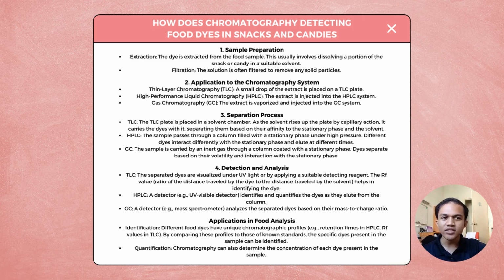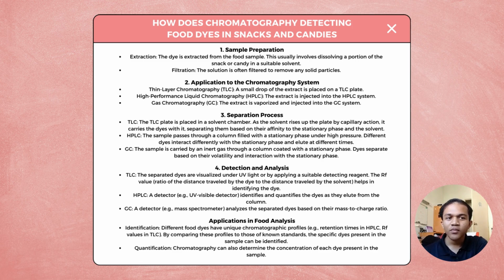Next, the application to the chromatography system, where this step is where we separate the dyes of the food sample to determine what is contained in the food dyes. For thin layer chromatography, a small drop of the extract is placed on a TLC plate. Meanwhile, for high performance liquid chromatography, the extract is injected into the HPLC system. Third, for gas chromatography, the extract is vaporized and injected into the GC system. Therefore, each chromatography system has a different way of inserting the food dye sample.